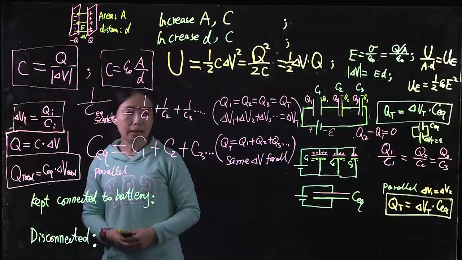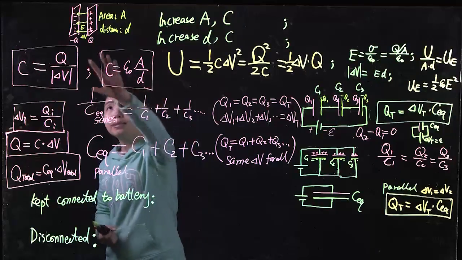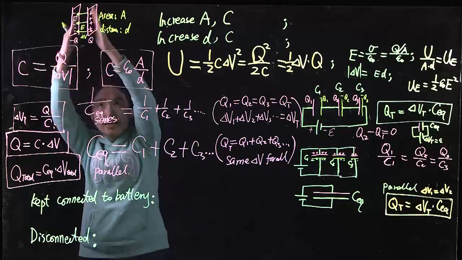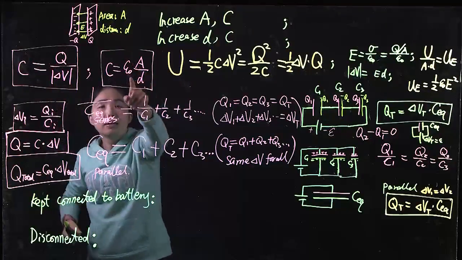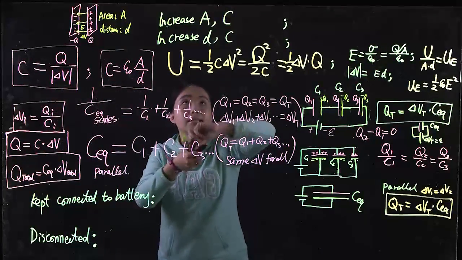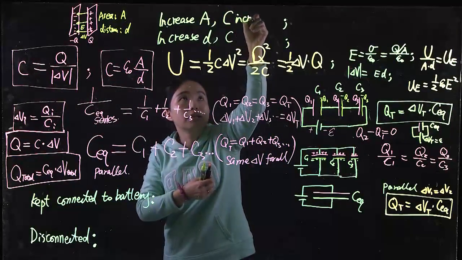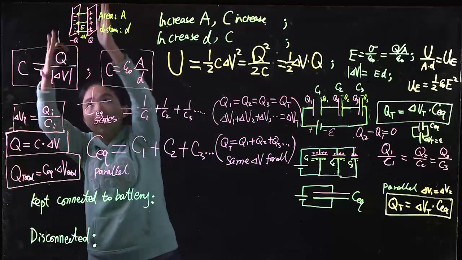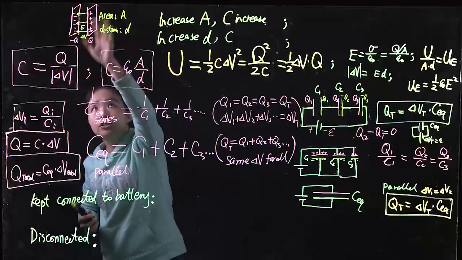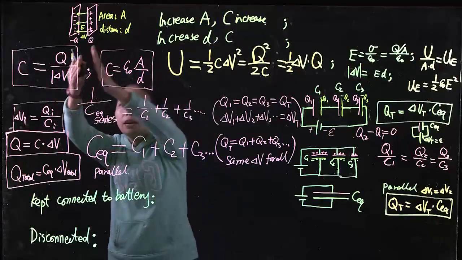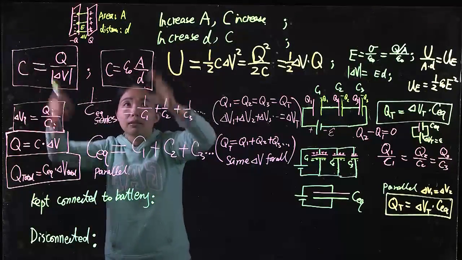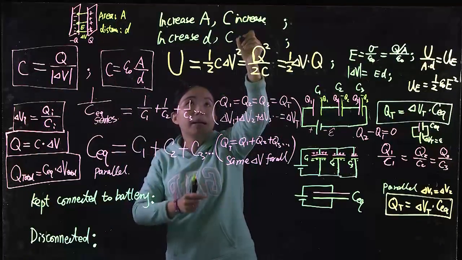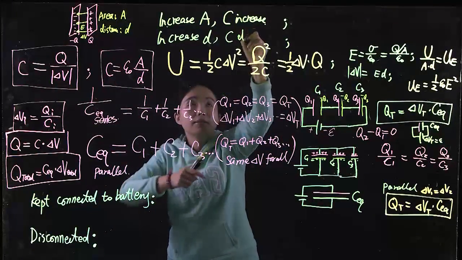Okay, what's going to happen if you have one capacitor and you are increasing the area? Your capacitance is going to increase. That means given the same amount of voltage difference, a larger area stores more charge. But if you are increasing the distance, then you're going to reduce your capacitance.